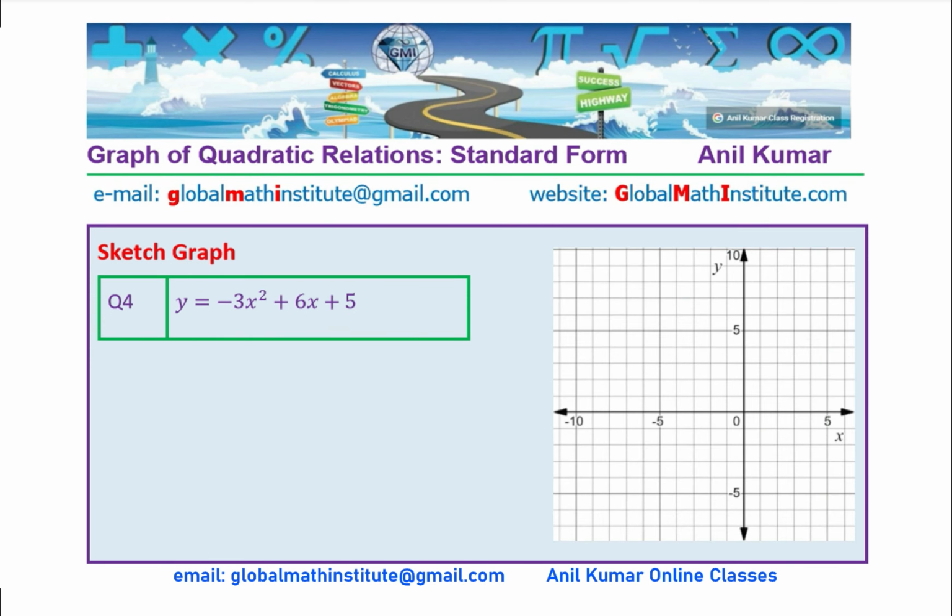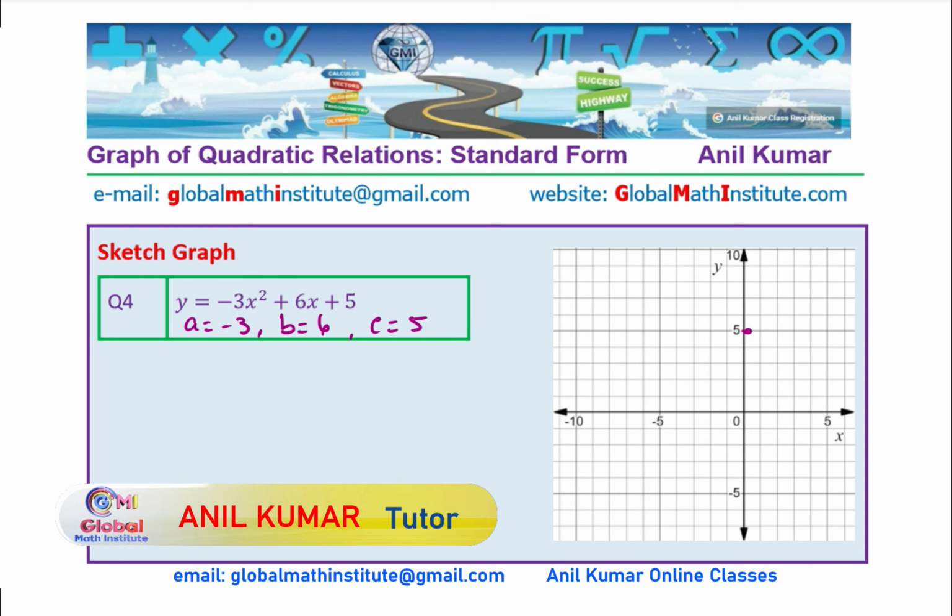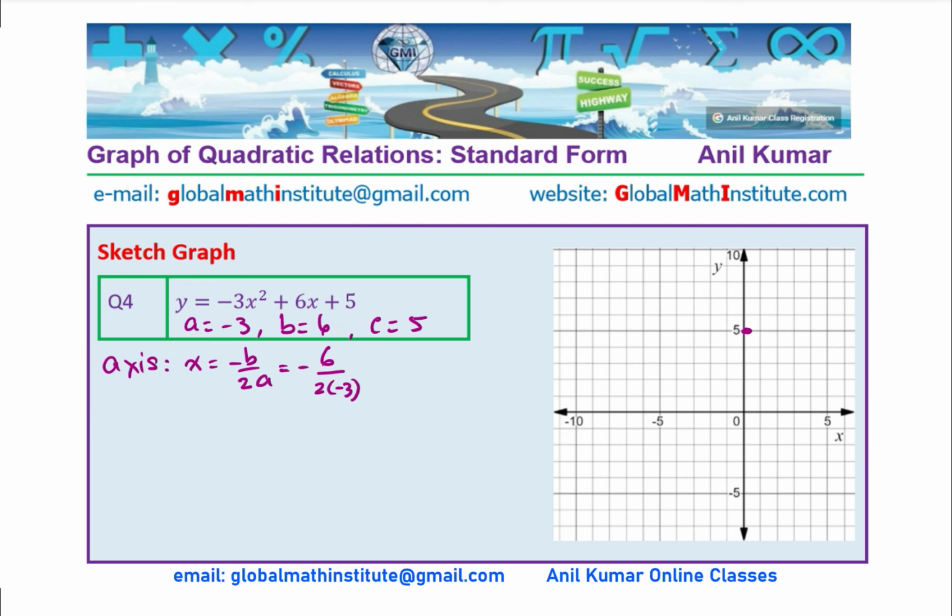Question number 4. Take this as your practice test question. Okay, let's write down the values given to us. A in this case is minus 3, B is 6, and C is 5. Let's put 5 there. It will be a test point, right? Okay, great. Let's find the axis. Axis x equals to minus b by 2a. Minus of b is 6 and twice minus 3, which is also minus 6. So axis is at 1.